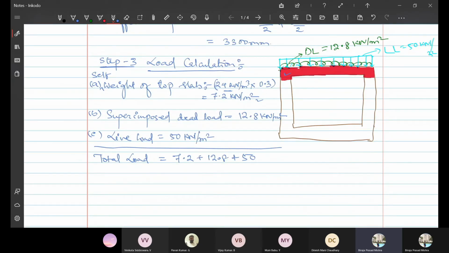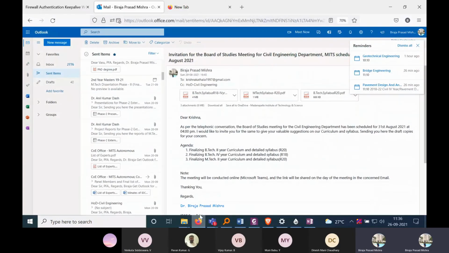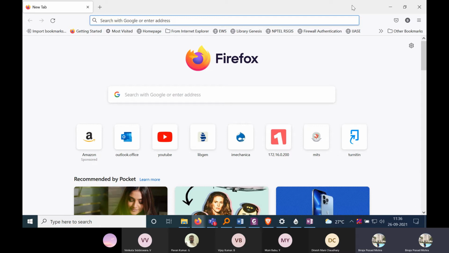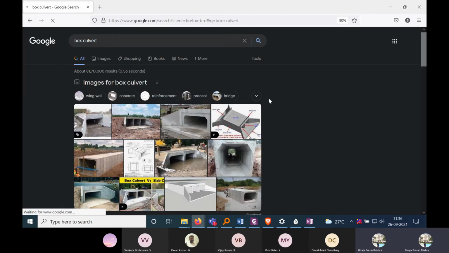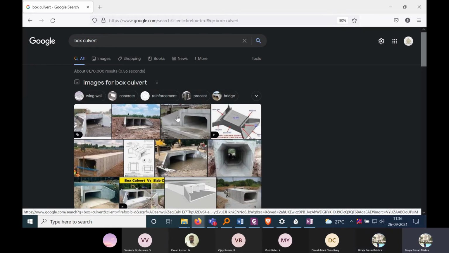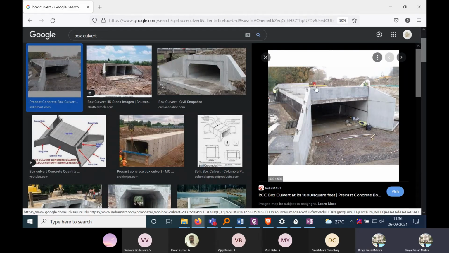Or else, what I will do, I'll unshare this and share my screen directly. Now see, I'll be opening one, Control N. Now let us say a box culvert. If I open a box culvert, see here, this is the typical box culvert. Can you see this one, on the left?